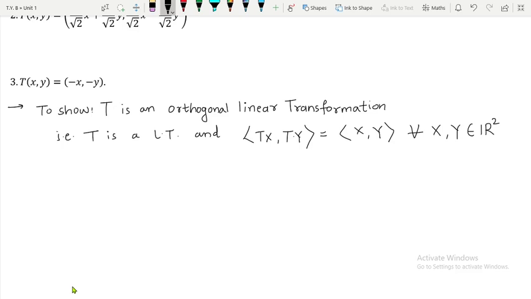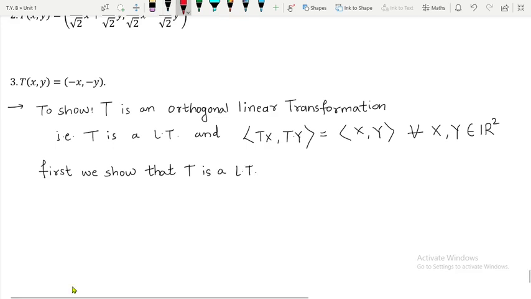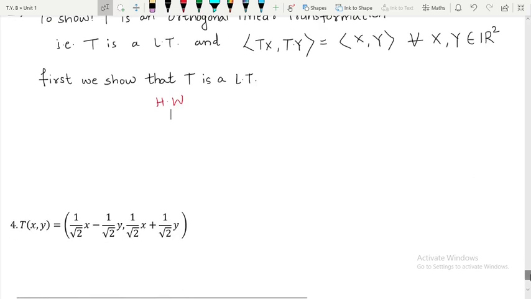So first we show T is a linear transformation. See, this example you have already solved by that isometry method, right? But we are going to show it with the help of the definition. So first we show that T is a linear transformation. This part is for homework. We have seen many examples on linear transformation, so now we will not go for that again.